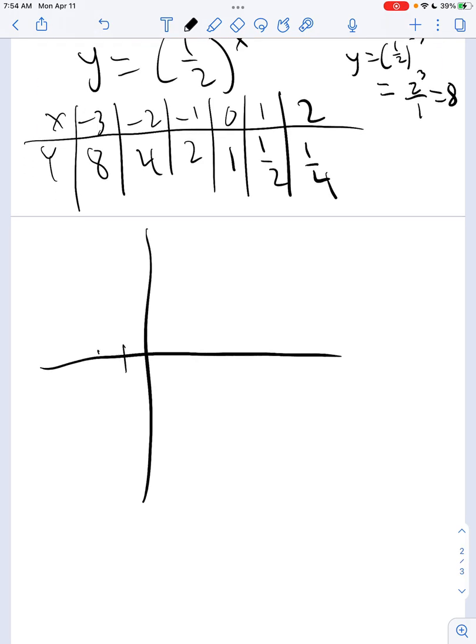So again, when we end up graphing that, start up here, 1, 2, 3, 4. See here, -1 is 2, 0 is 1, 1 is 1/2, 1/4, 1/8. It's going to keep getting closer and closer to 0 without ever touching.